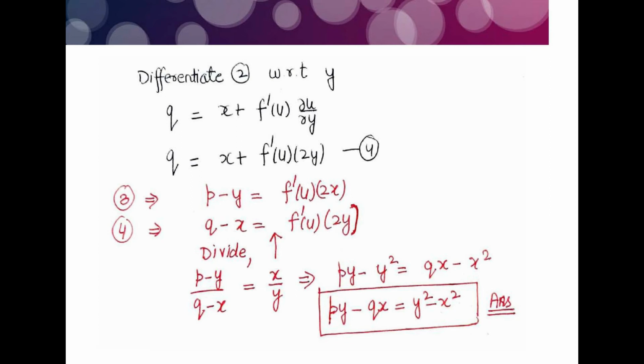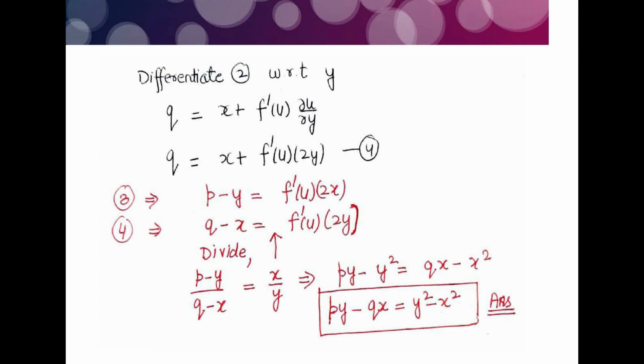Now recall equation number 3 and 4. In these two equations we have x, y, p and q, and there is one more term, that is f dash u. So using equation number 3 and 4, we can eliminate f dash u. So from equation number 3 we have p minus y, this is equal to f dash u into 2x, and from equation number 4 we have q minus x, this is equal to f dash u into 2y.